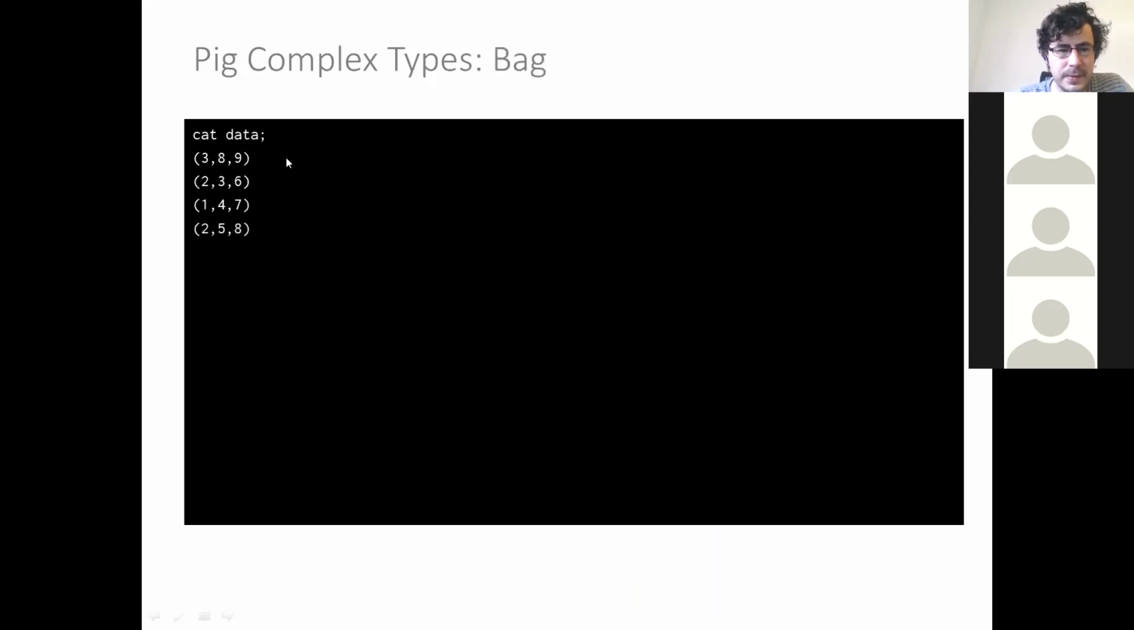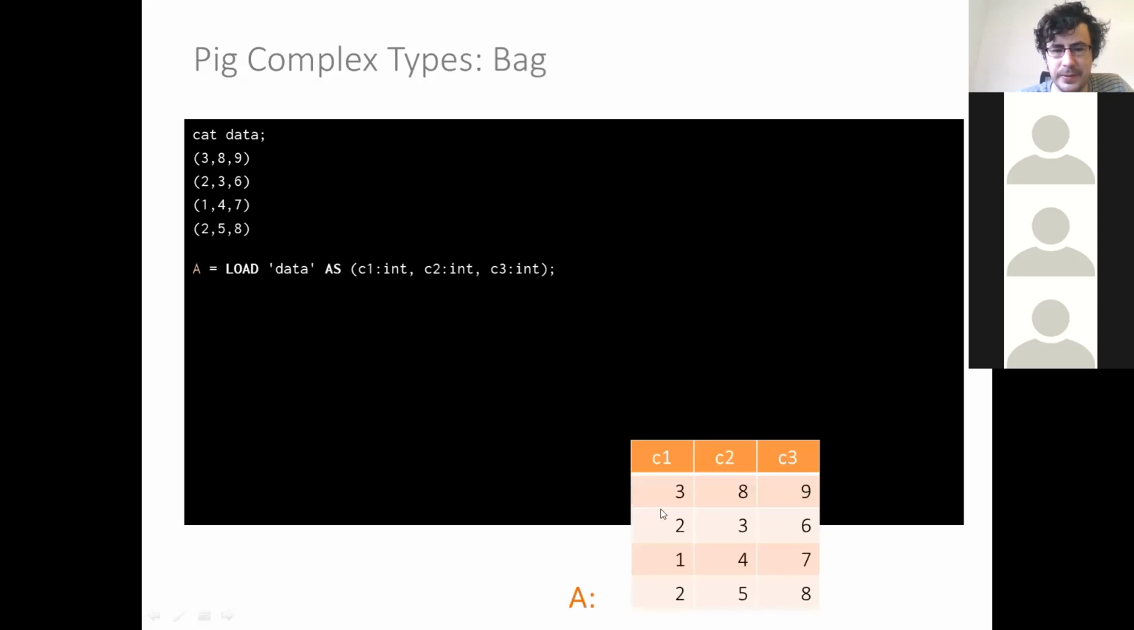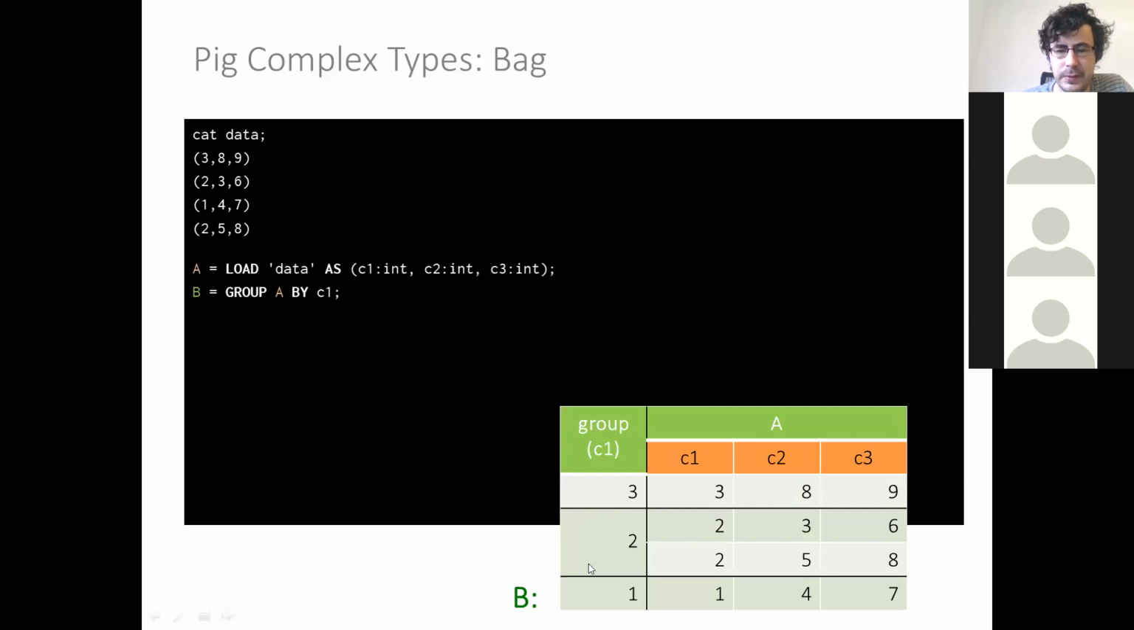So here we have a standard flat representation of data. If we load this in, as ints in this case, we get a standard relation. If we group by C1, the first column here, we'll get how many rows in B, in the output relation? If we group A by C1, we will get the number of unique values we have in what we're grouping by. So we would get 3 rows. Here's what the 3 rows look like.